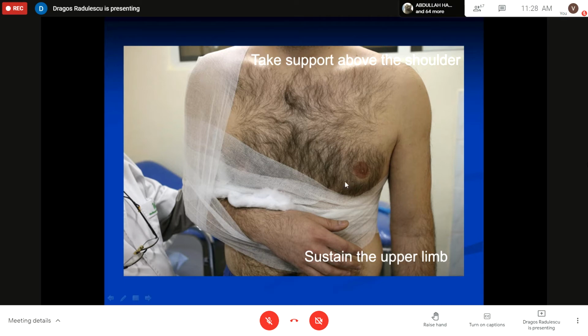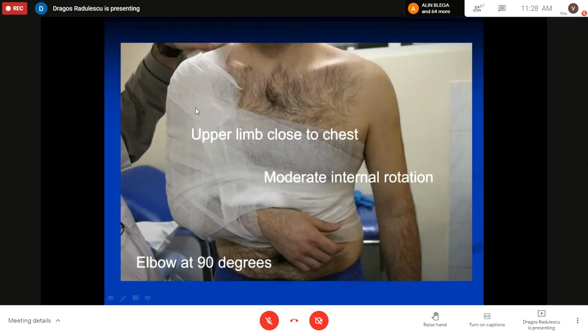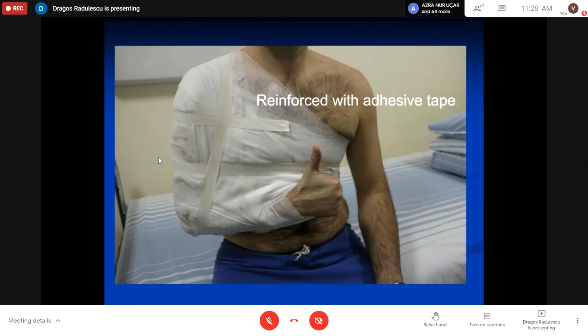After you do these initial three directions, you repeat the process multiple times until you feel that it's thick enough to support the patient's forearm, at which point you reinforce with tapes, as you can see in the picture here. And this is the final version of the bandage.